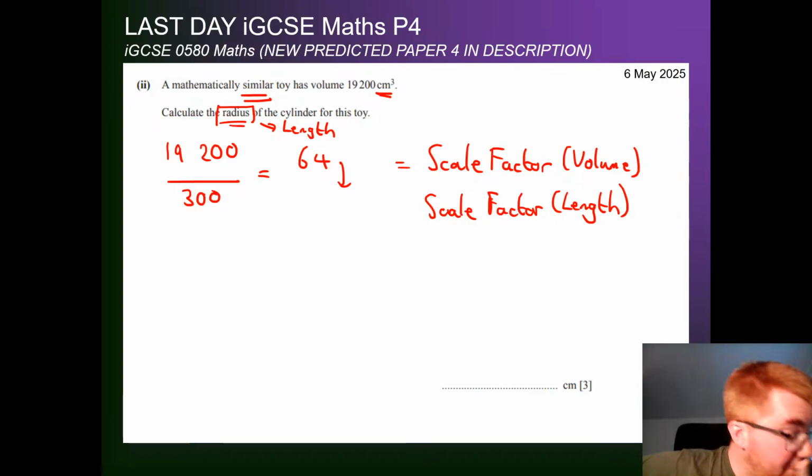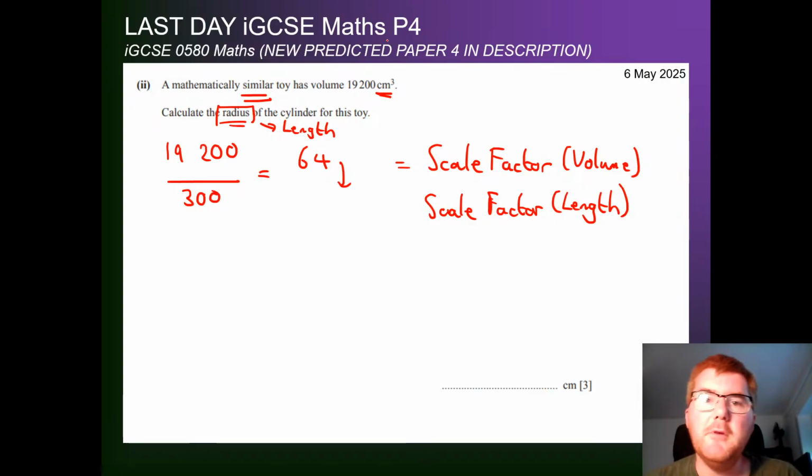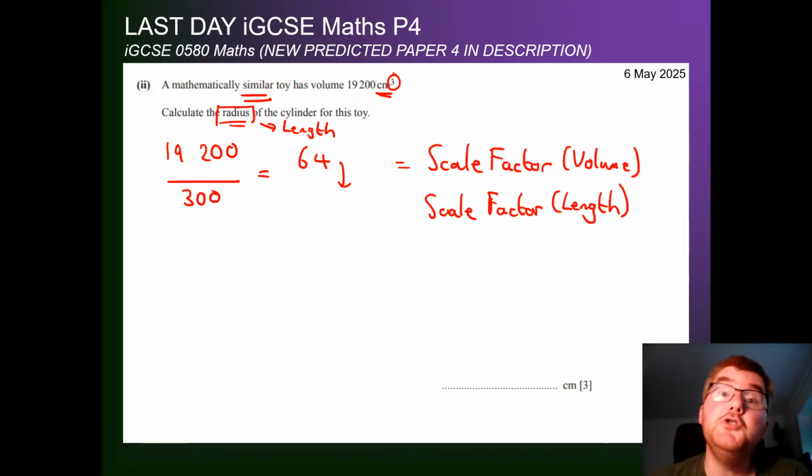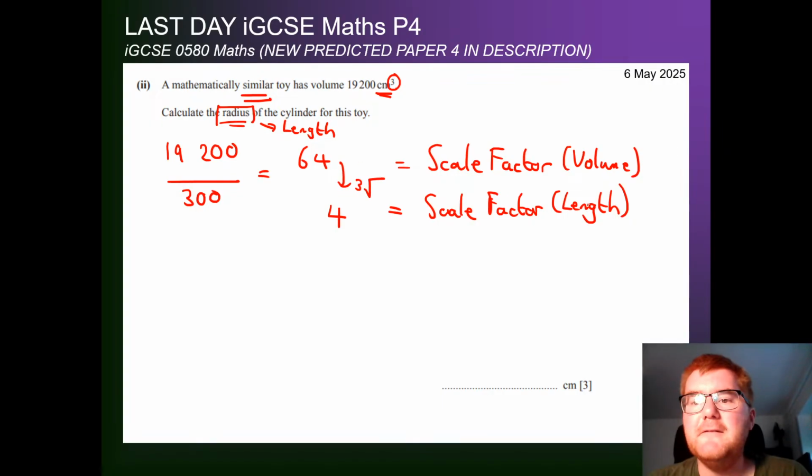Not square root, cube root. Yes, well done. Remember, we've got a cube unit, cubic centimeters, which is why we say cubic centimeters. So we need to find the cube root of 64, which is equal to 4. So our scale factor for length here is equal to 4.